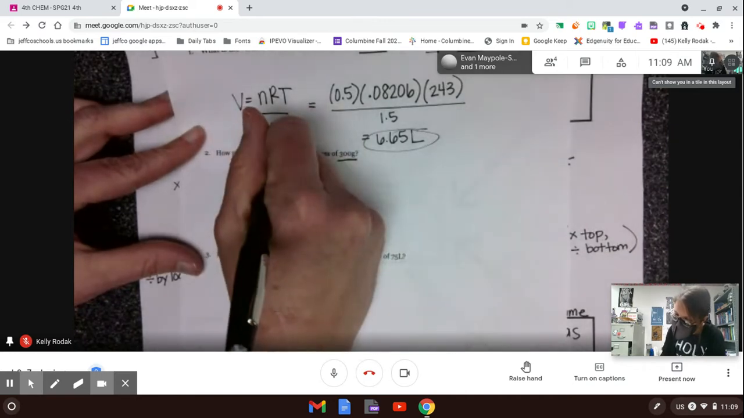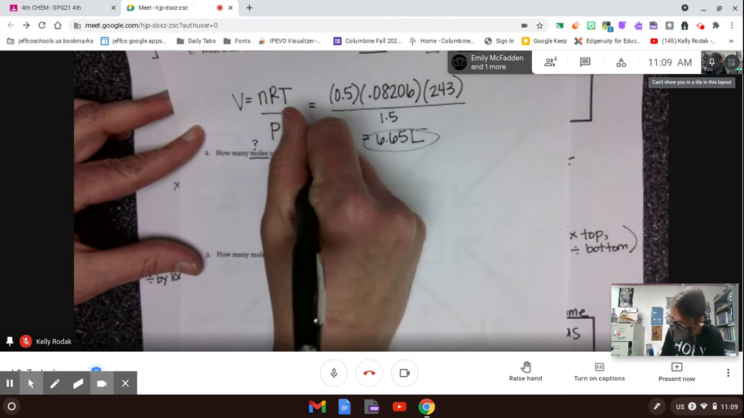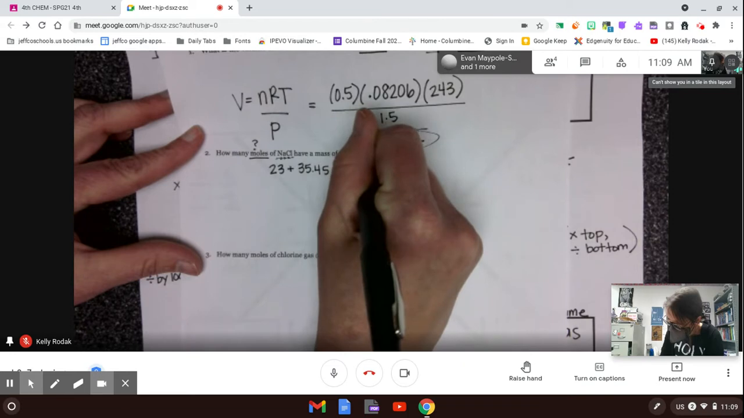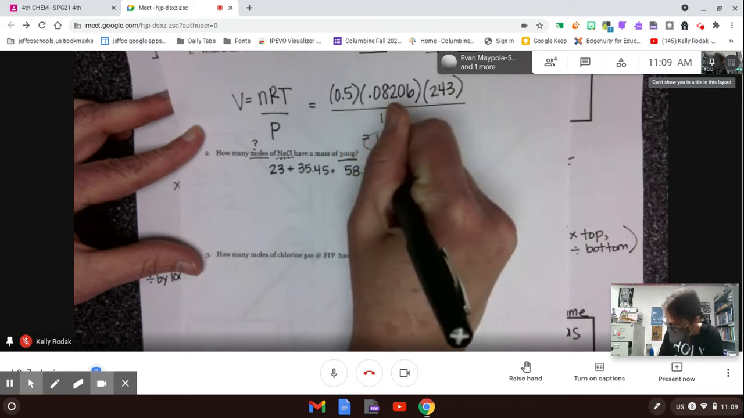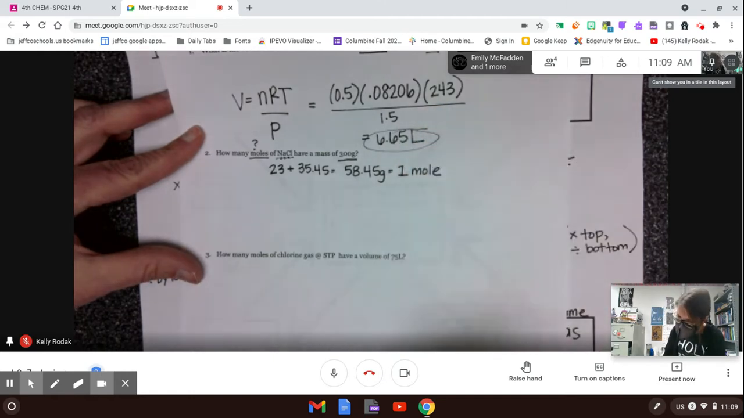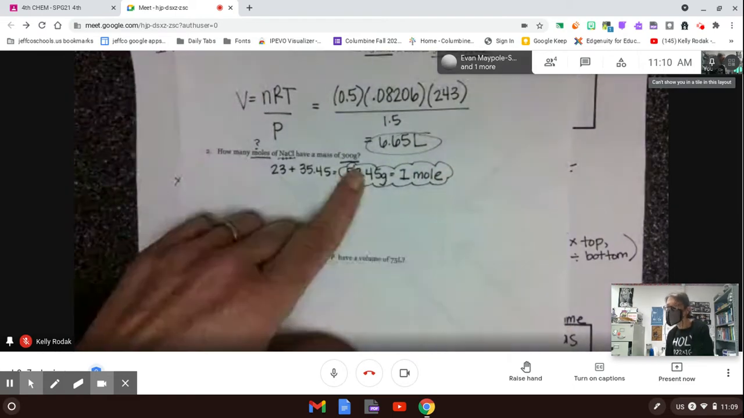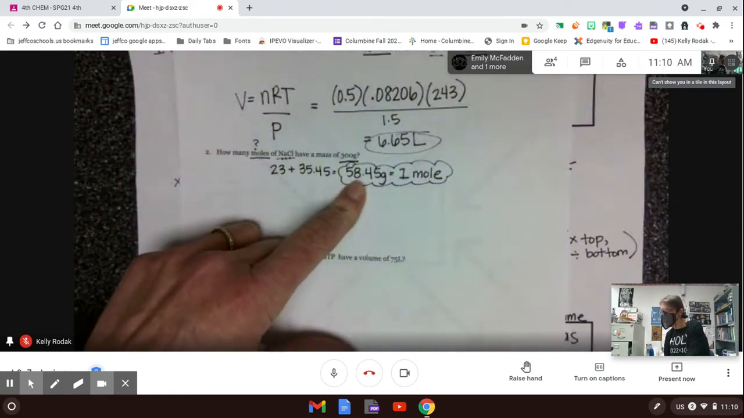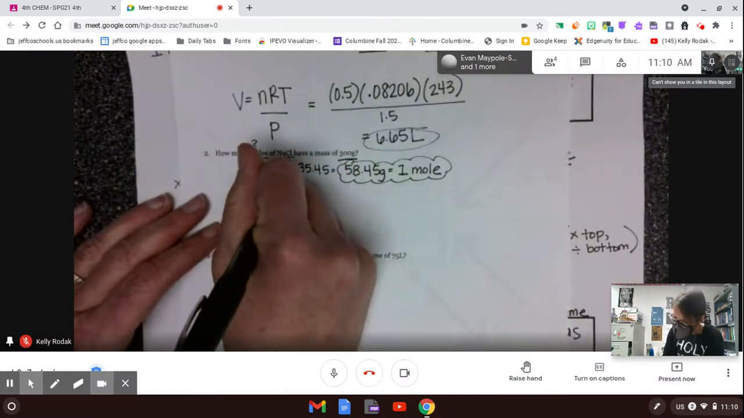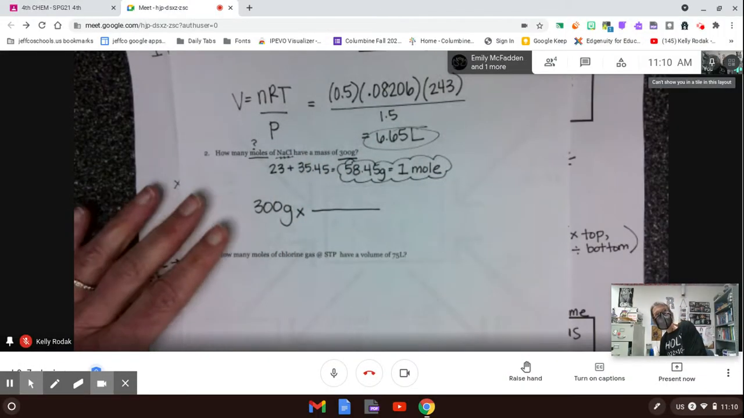I have to figure out what's the mass of 1 mole. So I look on the periodic table and I see that sodium is 23 and chlorine is 35.45. So that gets me 58.45 grams. And again, that's equal to 1 mole. So that's my conversion fact. Is that where I start? No. I start with what it told me in the problem. I start with the 300 grams. And that's my conversion fact that I use to cancel my grams and turn it to moles.